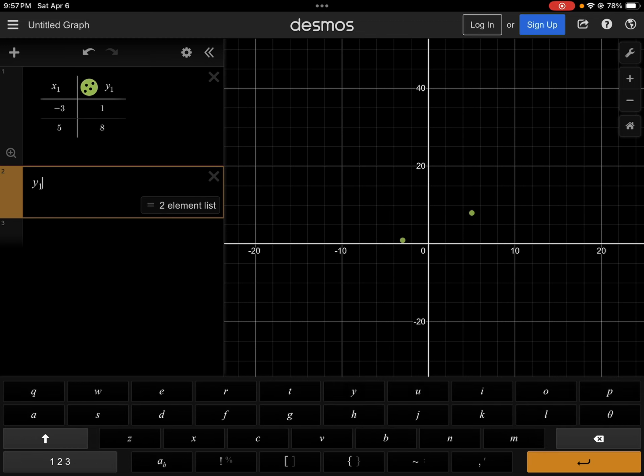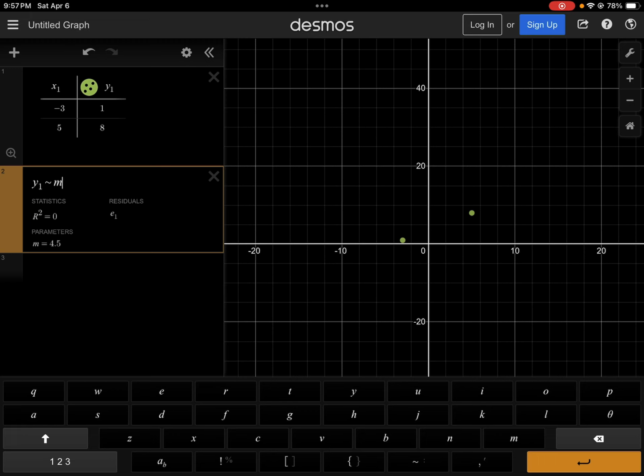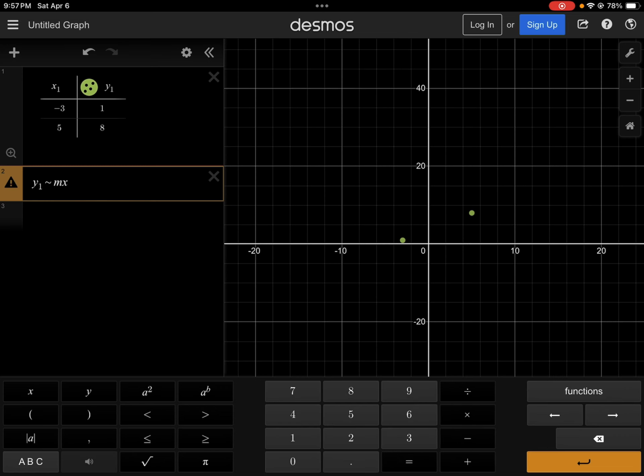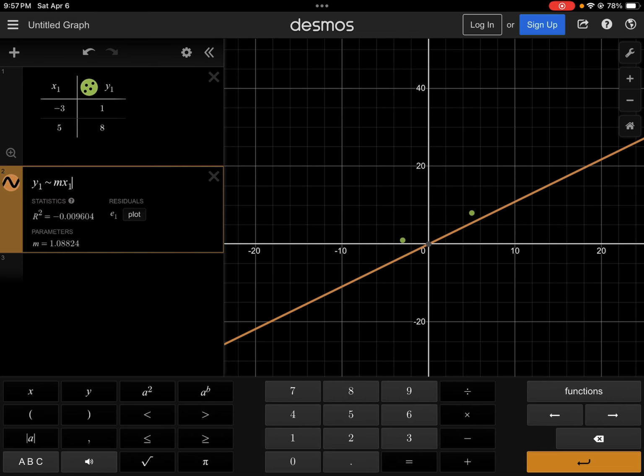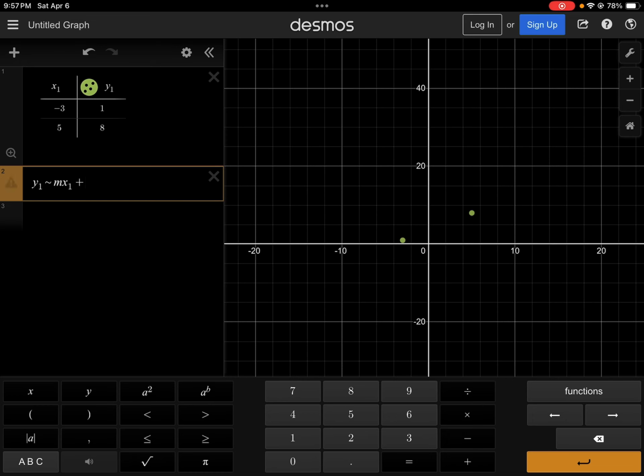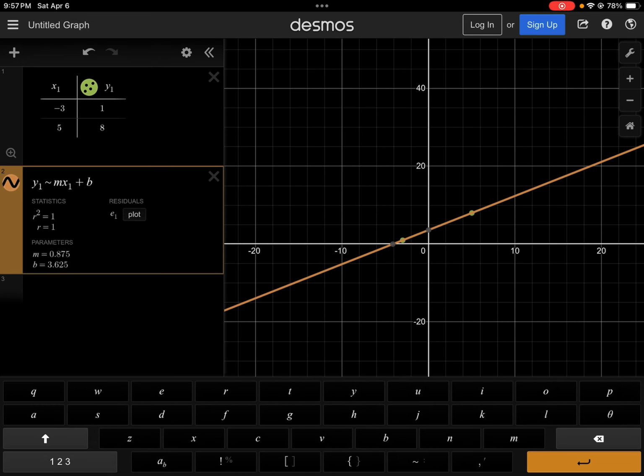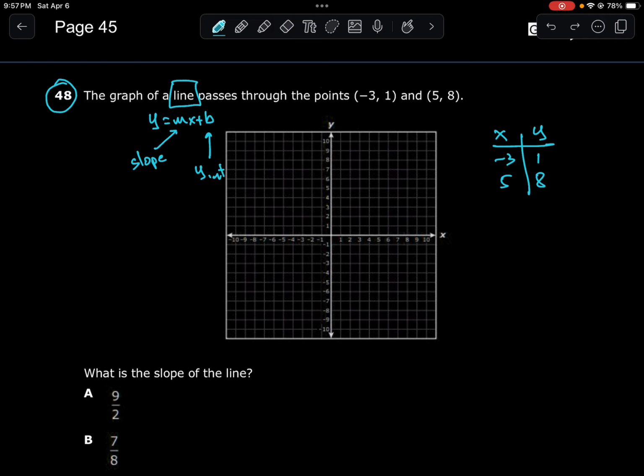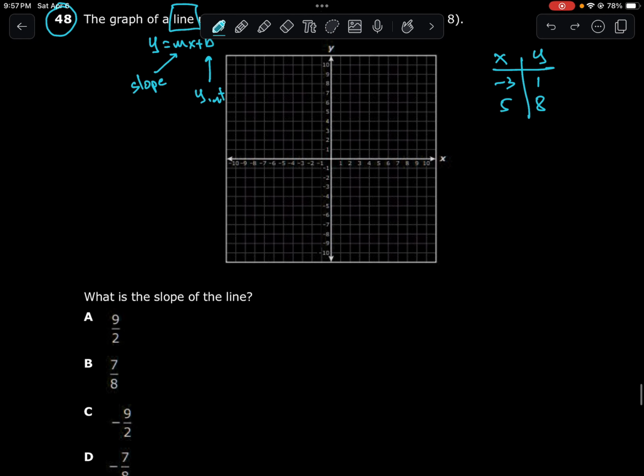squiggly, and then m, then x, x1 plus b. Okay, that's it. I see that the slope is 0.875, but if you look at my options, they're all fractions.